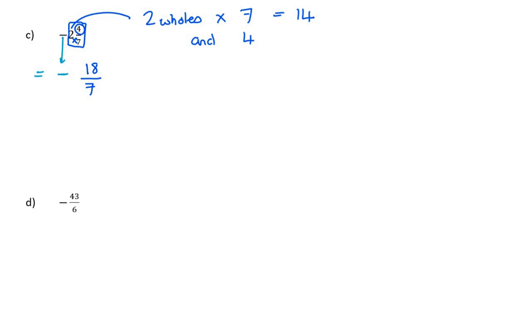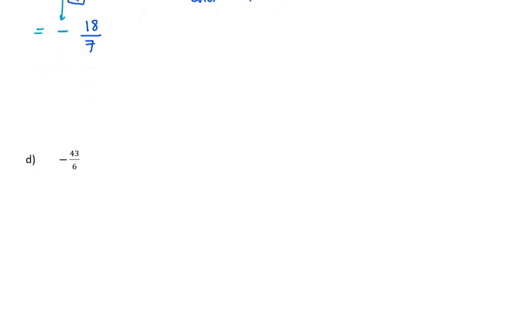We never use the negative in converting, because then we start to say negative 2 times 7 plus 4, and that gets us the wrong answer. So we completely ignore the negative and we simply put it next to the fraction. Exactly the same in question D. We completely ignore the negative, so here's my negative. And now I'm going to convert 43 over 6.